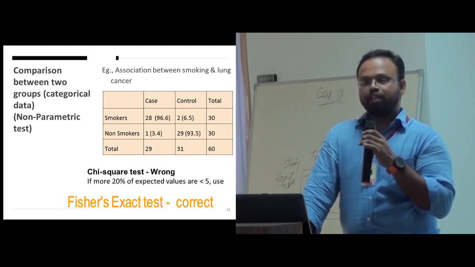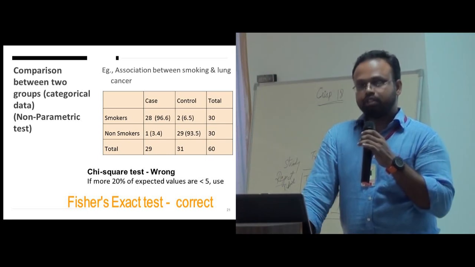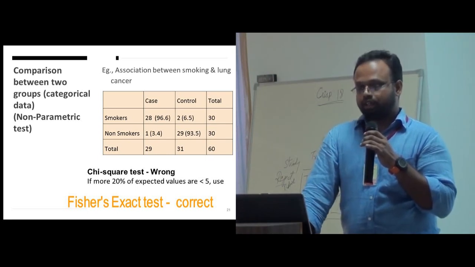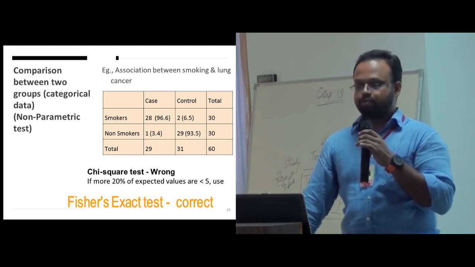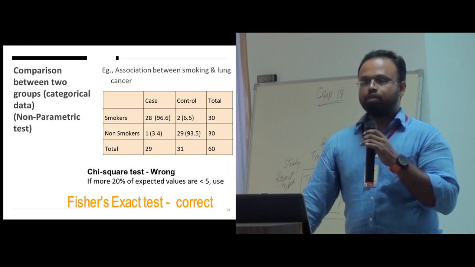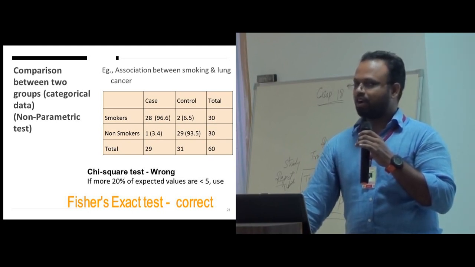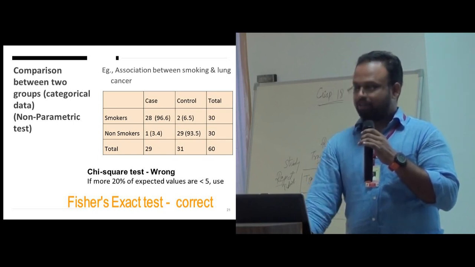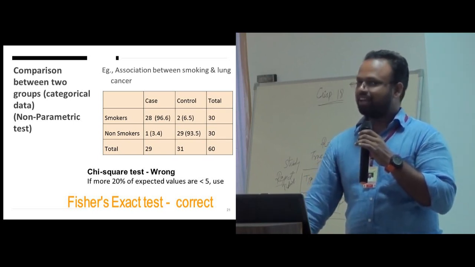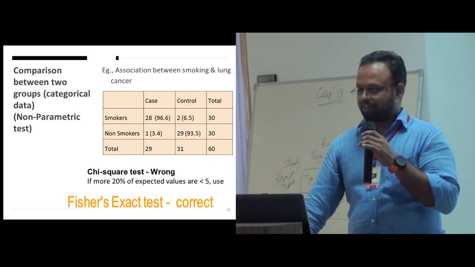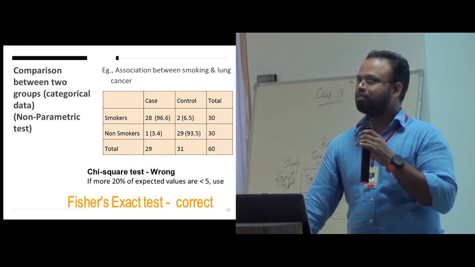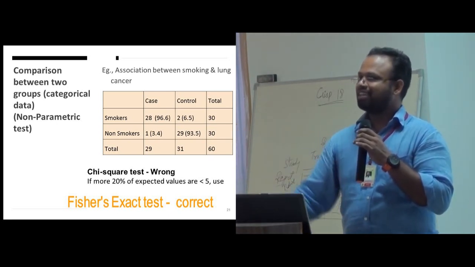If you say chi-square test, it is wrong, because of the expected value; SPSS will give this expected value. This is the only twist here. In any 2x2 table, chi-square test is wrong for this. Wait for the answer. Okay, this is Fisher's exact, the correct answer.